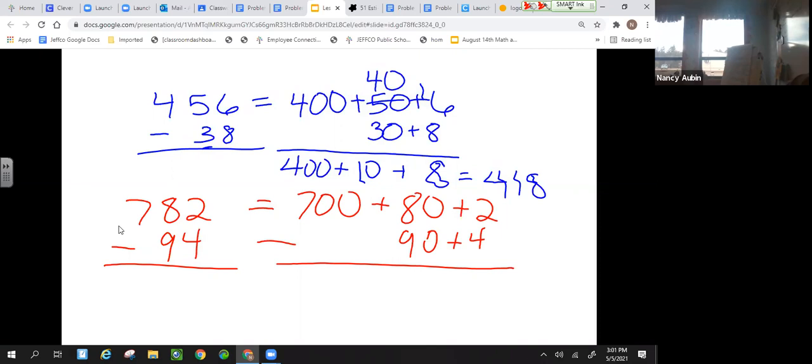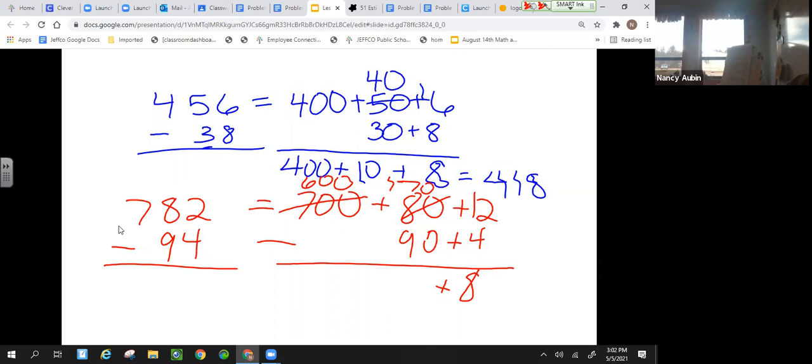Can we do it? No. We got to cross out the 80, make it 70. Can we do 12 minus 4? What's that equal, Paxton? That would equal 8. Can we do 70 minus 90? No. We got to cross out that 700, make it 600. Now can we do 170 minus 90? Yes. What's that equal? 17 minus 9, then add your 0, right? What's 17 minus 9?